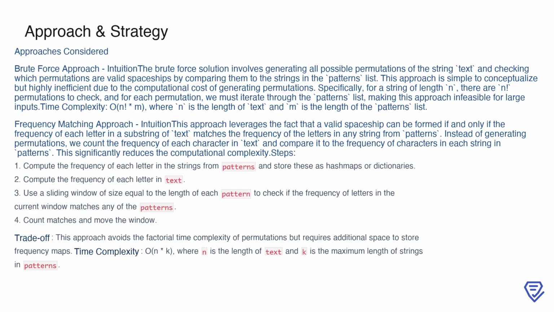Now, an alternative is the frequency matching approach. Instead of generating permutations, we focus on the fact that a valid spaceship can be identified by matching the frequency of characters in a substring of text to the frequency of characters in any string from patterns. This approach is more efficient because it avoids the factorial growth of permutations. By using hash maps or dictionaries to store frequency data, and applying a sliding window technique to check substrings, we achieve a significant reduction in computational complexity, down to O(n)(k), where k is the maximum length of strings in patterns. However, this approach does require additional space for the frequency maps, highlighting a trade-off between space and computation time.